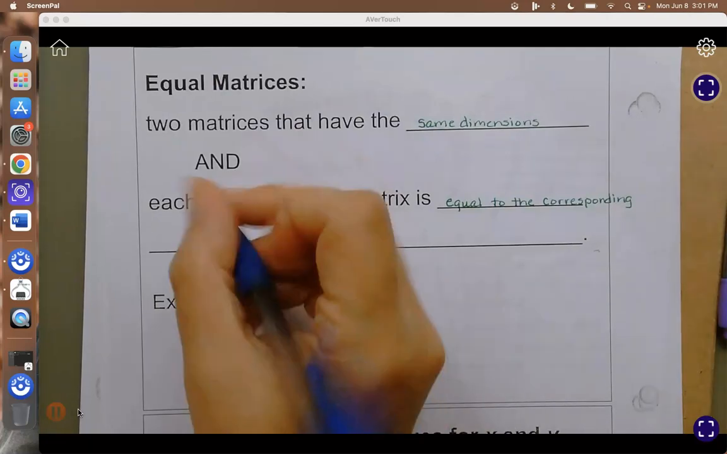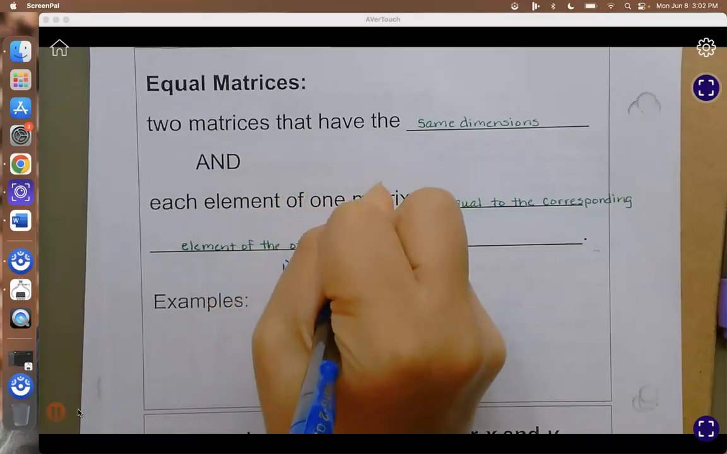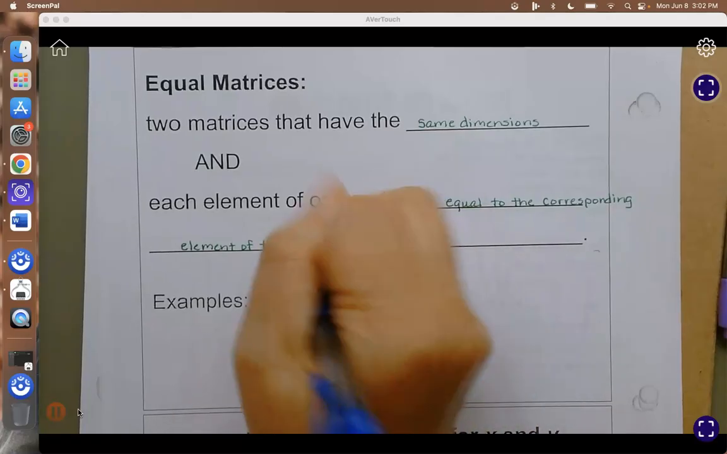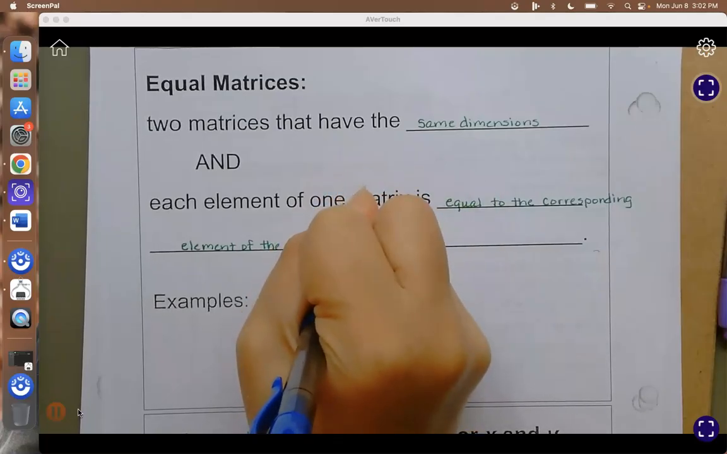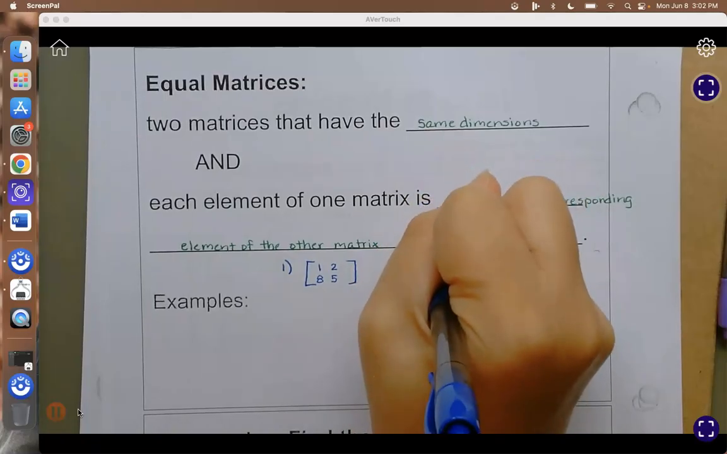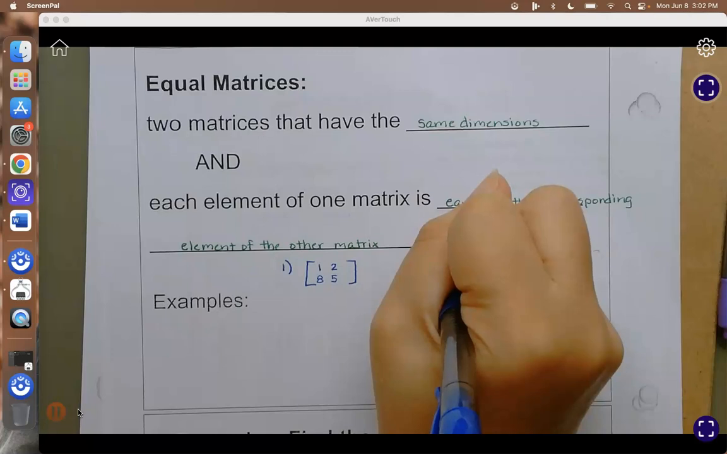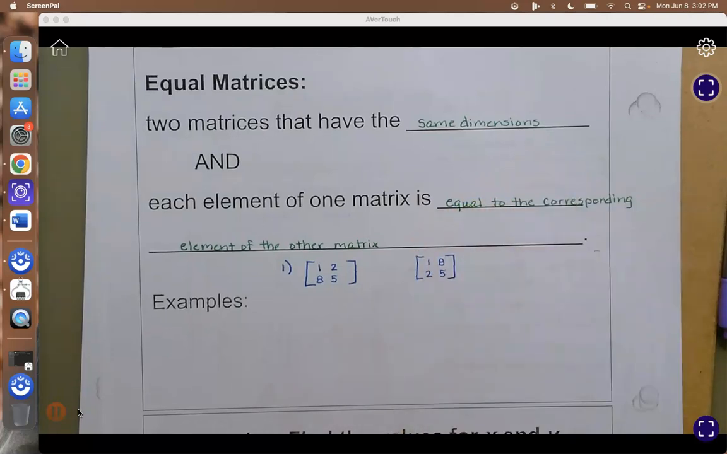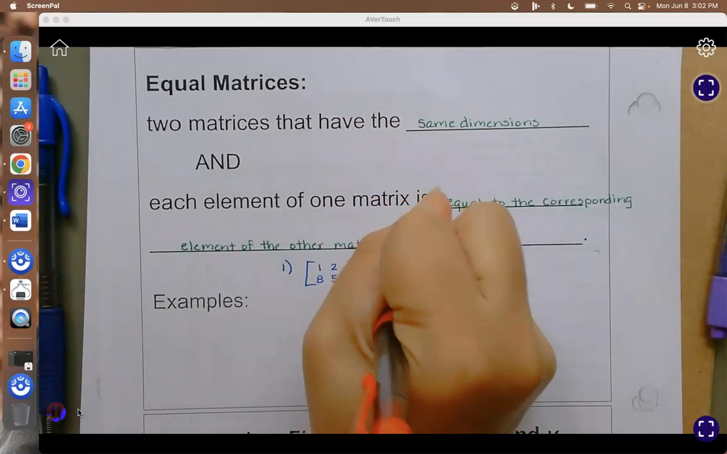Okay, so example 1. If I have the matrix that the first row is 1, 2, and the second row is 8, 5, is that equal to a matrix that the first row is 1, 8, and the second row is 2, 5? Now, while they have the same elements, they're not in the same locations. The 1 and the 5 are in the same locations, but they switched the 2 and the 8. So therefore, these two matrices are not equal.